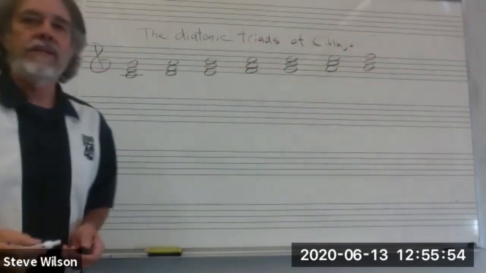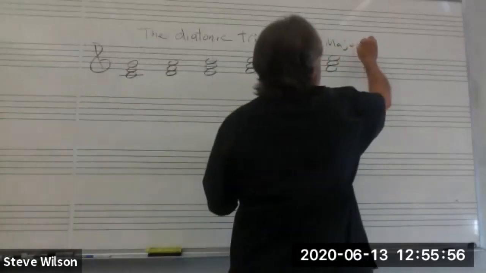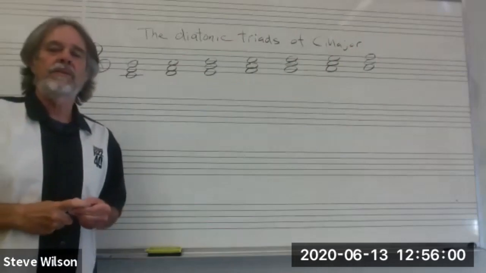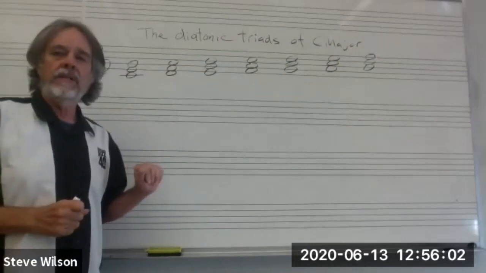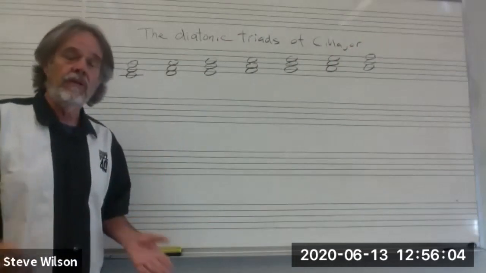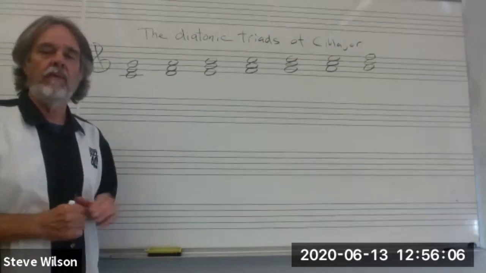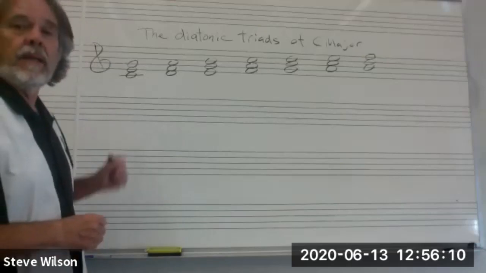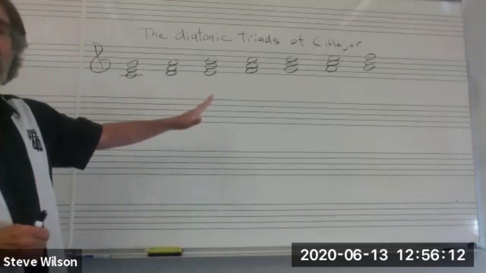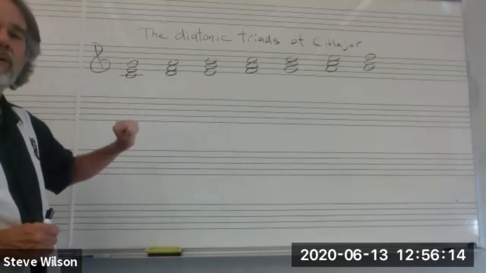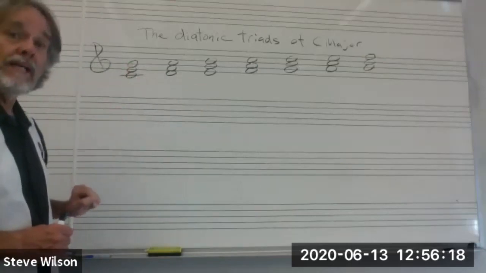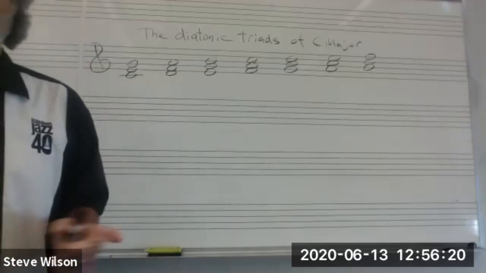Now, I could do this in every key, and in fact, at some point, you might want to do this in every key so that you will see what the different diatonic triads are in the key of G or the key of B flat. But today we will discuss only the diatonic triads of the key of C major. These are the chords that naturally occur in this key by using these particular notes, by harmonizing the scale. So let me play each one of these.